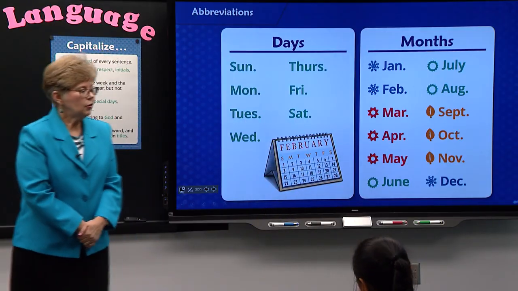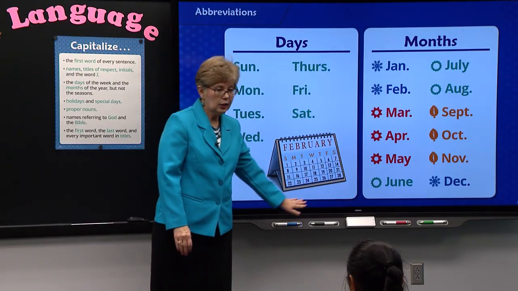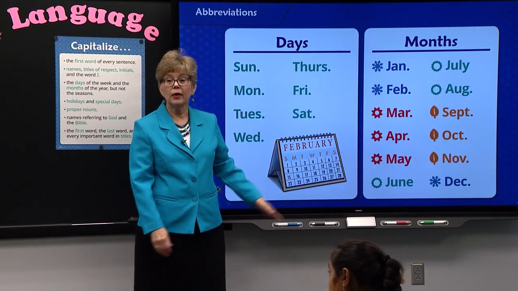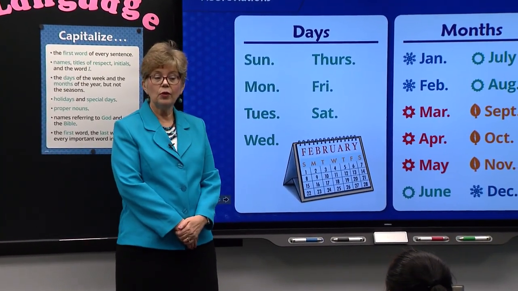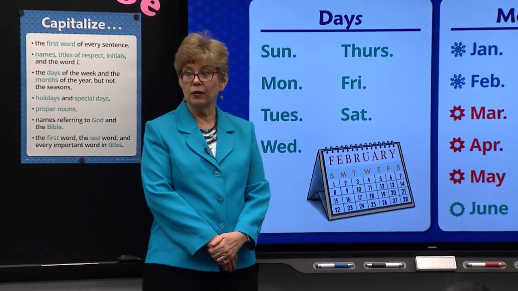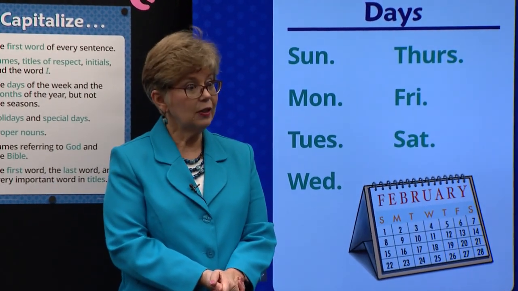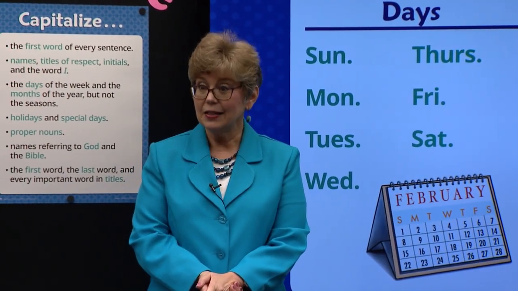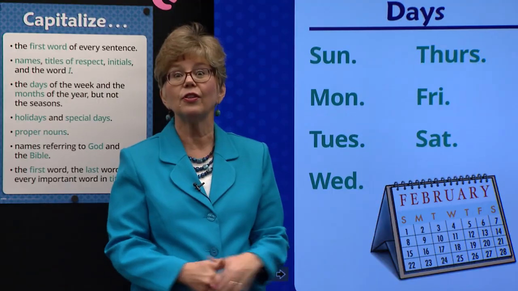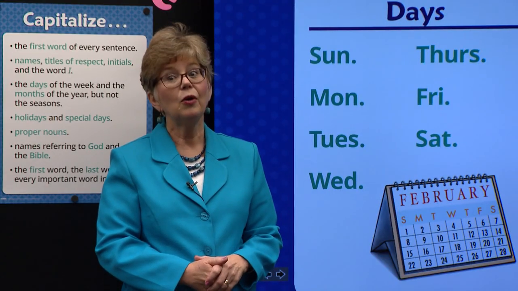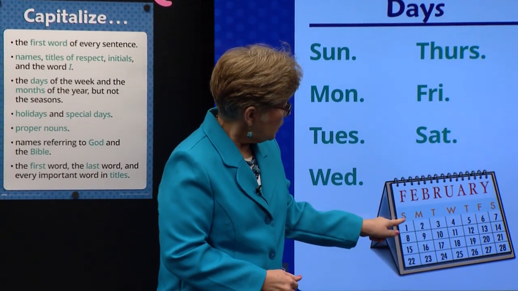Now, there's one other thing I want to point out to you. Here we have a month calendar. The month of February has only 28 days. Many months have 31 days, and there are 4 months that only have just 30 days. Maybe you've learned the little poem. 30 days has September, April, June, and November. All the rest have 31 except February, which has only 28. I wanted you to notice this.